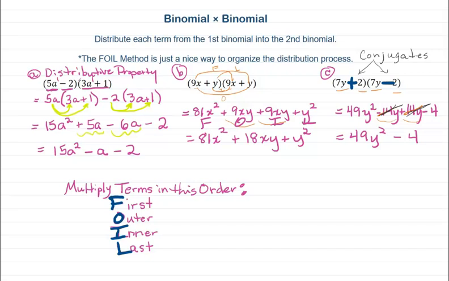If you follow that process of distribute or FOIL, and then you check to combine like terms, you'll see things cancel or combine, and everything will be okay.